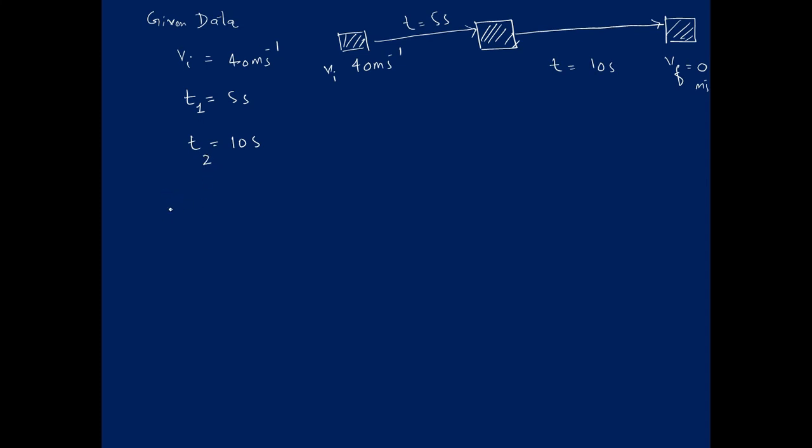And what we have to find? We have to find the deceleration. The deceleration is simply the negative of the acceleration. When a car is slowing down, its acceleration is called the deceleration because acceleration was in the opposite direction to the velocity. So it is denoted by a, but it has a negative sign. So we have to calculate the deceleration and we have to calculate the distance that the car traveled during this whole journey.